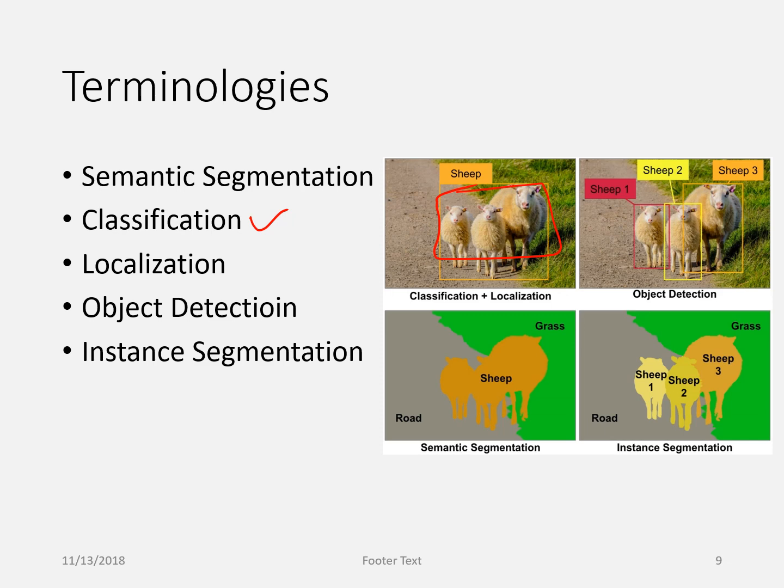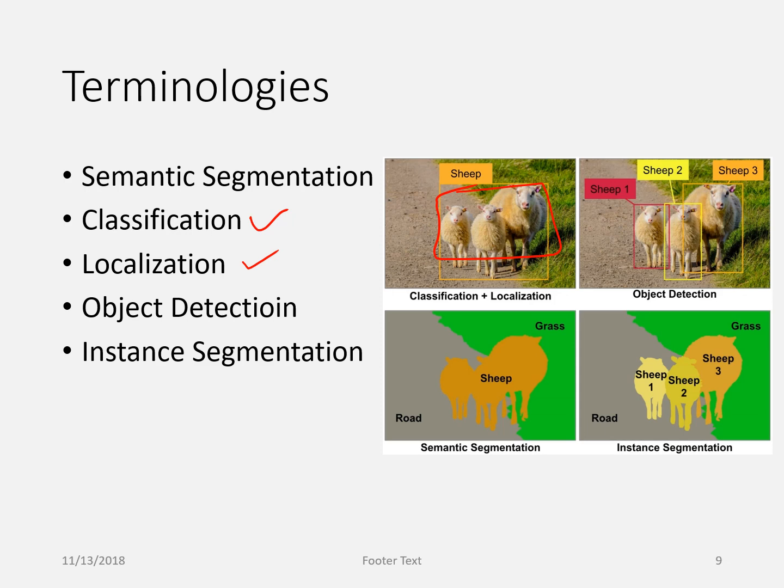Then comes localization, which gives us some more data about the location of the object. So it draws a bounding box around a particular object. So we know where exactly the object is. But again, we don't know how many objects there are, or we don't have information on what the object is. A combination of classification and localization is given in this image here.